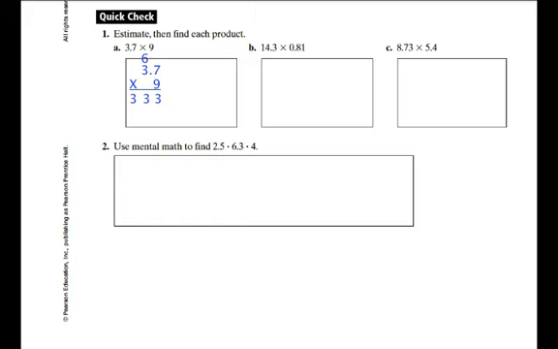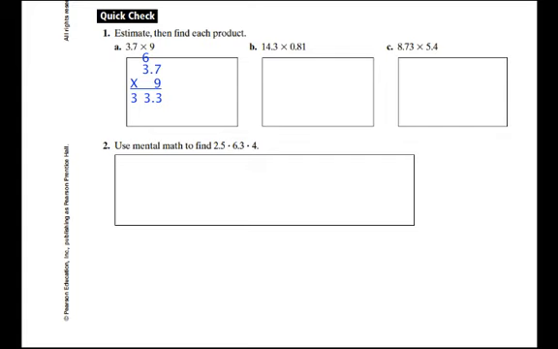Now, count how many digits are after the decimal point in the problem. We only have 1. So that means we're only going to have 1 digit after the decimal point in our answer. So our answer is 33 and 3/10.